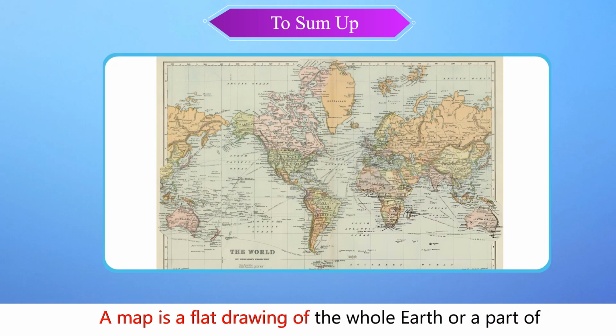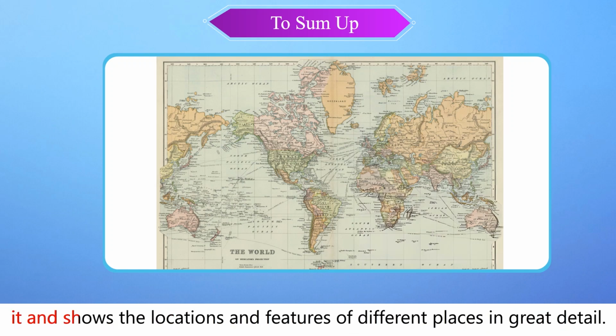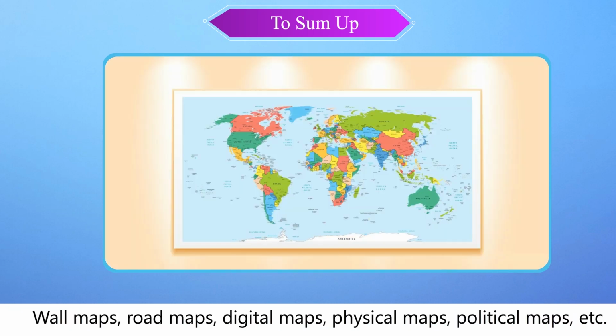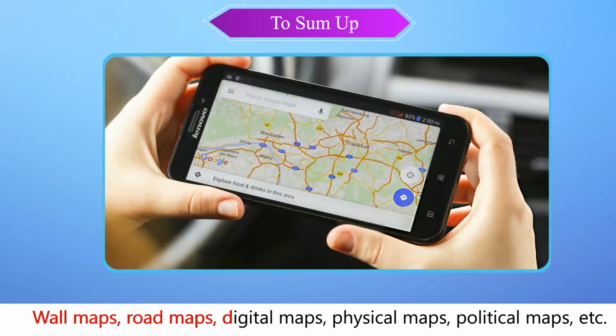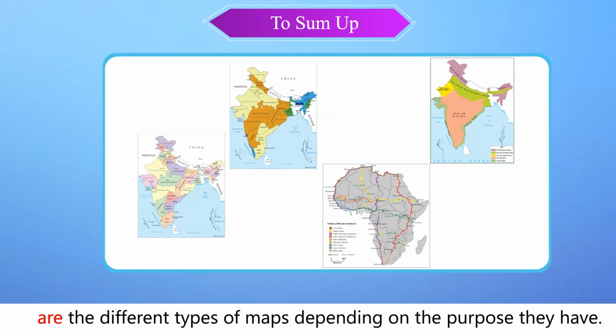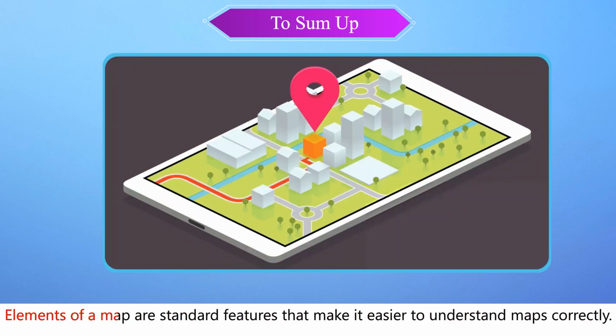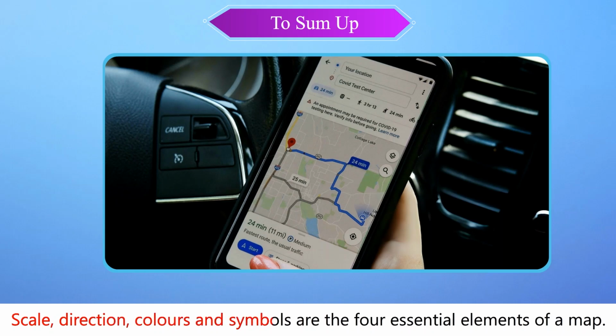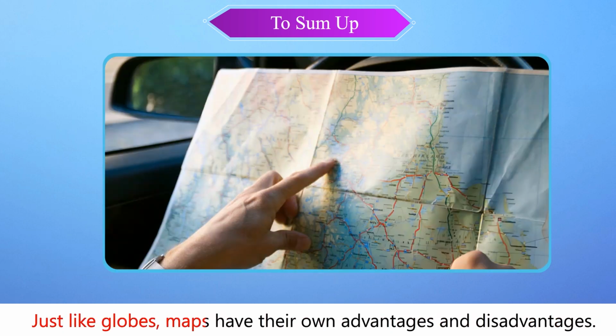A map is a flat drawing of the whole earth or a part of it and shows the locations and features of different places in great detail. Wall maps, road maps, digital maps, physical maps, political maps, etc., are the different types of maps depending on the purpose they have. Elements of a map are standard features that make it easier to understand maps correctly. Scale, direction, colors and symbols are the four essential elements of a map. Just like globes, maps have their own advantages and disadvantages.